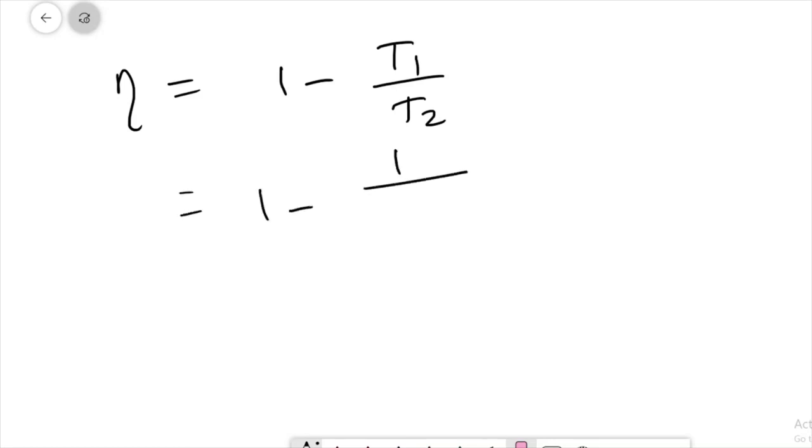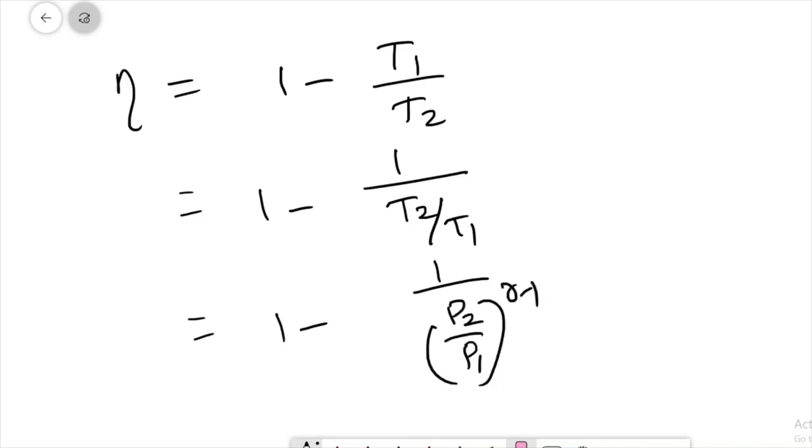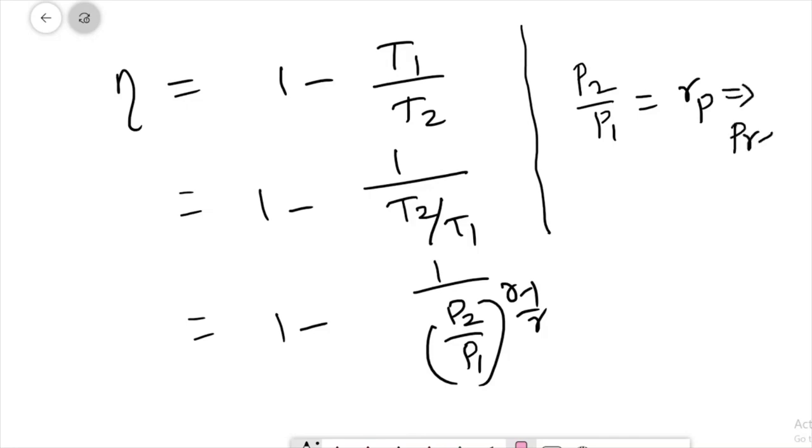So our efficiency becomes eta equal to 1 minus T1 by T2. This can be further modified to 1 minus 1 by (T2 by T1). We know T2 by T1 in terms of pressure, so we replace it with (P2 by P1) whole power (gamma minus 1) by gamma. And P2 by P1 is nothing but the pressure ratio, which we call Rp.